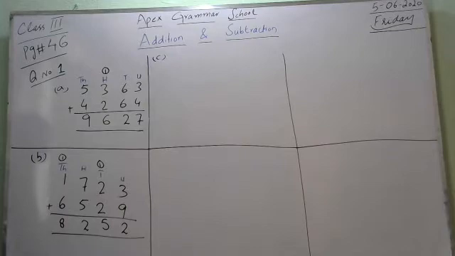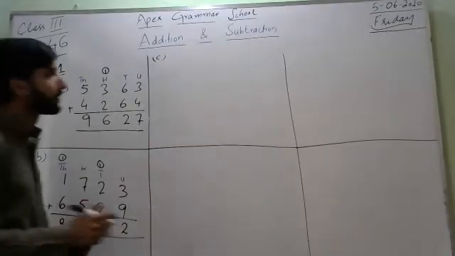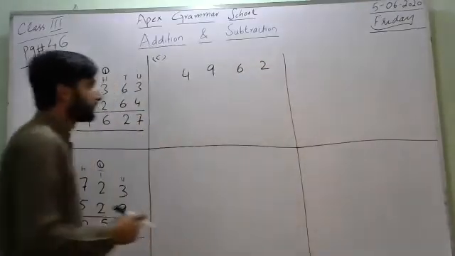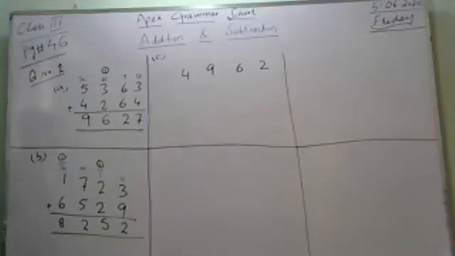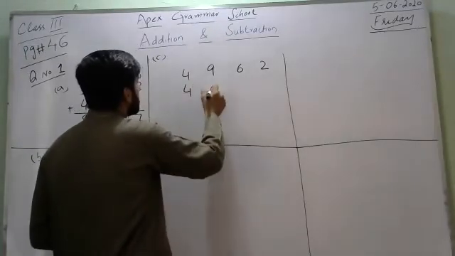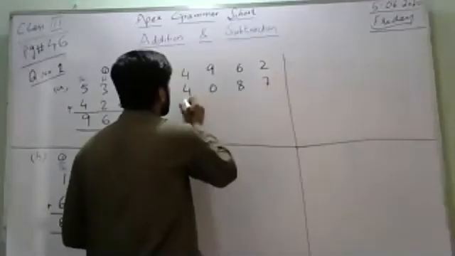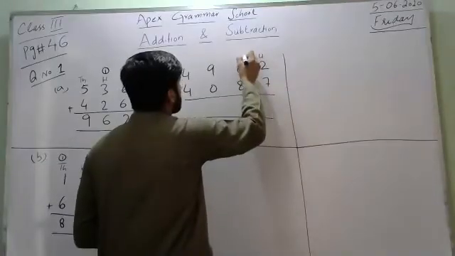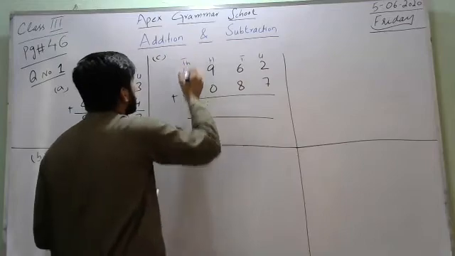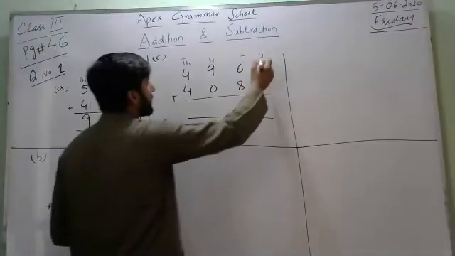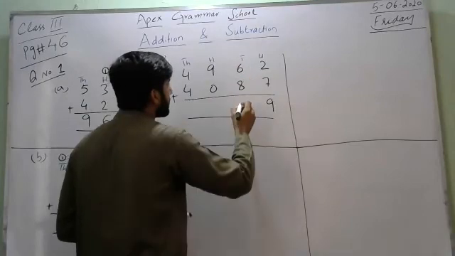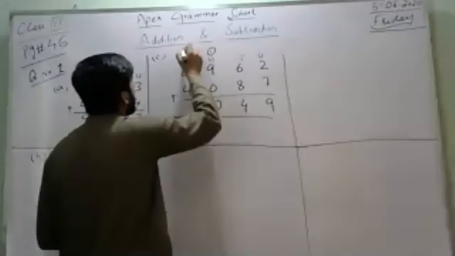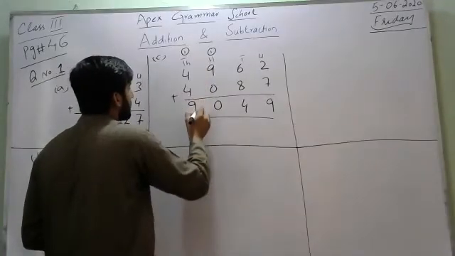C part. 4, 9, 6, 2, and 4, 0, 8, 7. 7 plus 2, this is 9. 6 plus 8, this is 14. 1 carry. 9 plus 1, 10. 0. 1 carry. 4 plus 4, 8. 8 plus 1, 9.